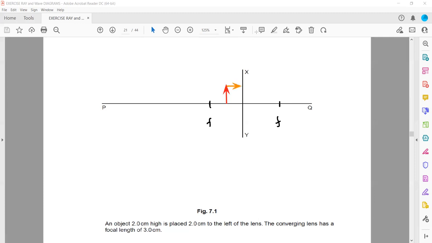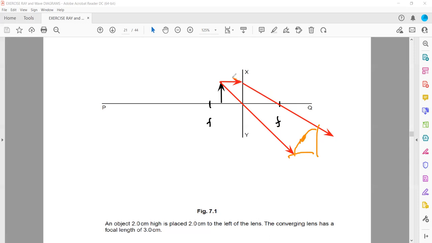So first, the parallel light ray will pass through the focus. One through the optical center will pass straight. The two light rays will never intersect. So what will happen? When our brain senses that the light is coming straight from the object, our imagination creates a new position of this object, which we call the image.